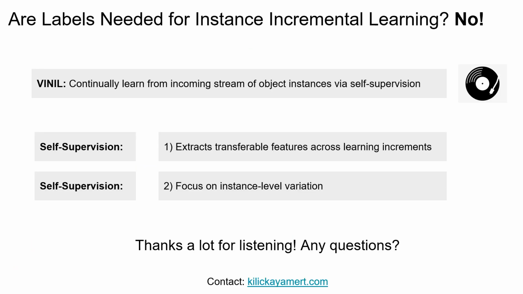To conclude, in this paper, we asked ourselves, are labels needed for instance incremental learning? Our answer to that is no. We propose VINIL that can continue to learn from an incoming stream of object instances via self-supervision. Through extensive analysis, we show that self-supervision can extract more transferable features and can focus on instance level variation.